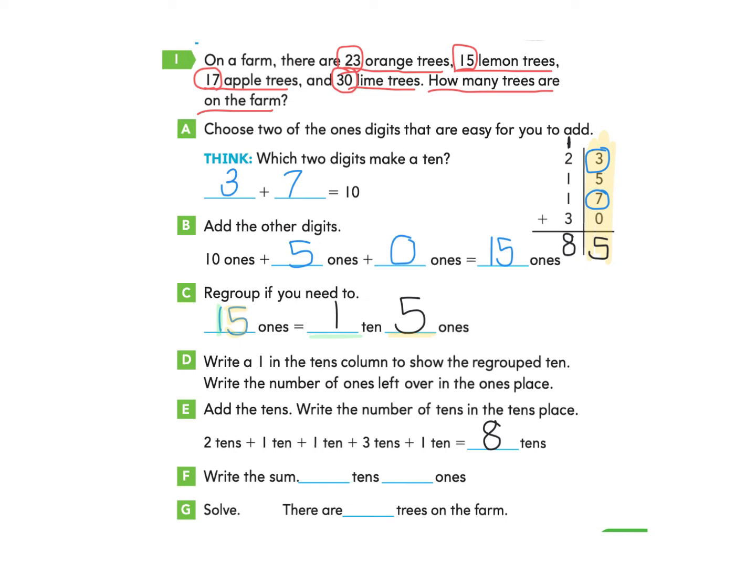Now I need to write the sum. How many tens and how many ones are in the sum? That's right, there are 8 tens and 5 ones. So I have solved this problem. How many trees are on the farm? There are 85 trees on the farm. Nice work.